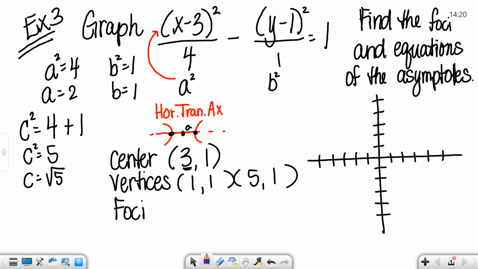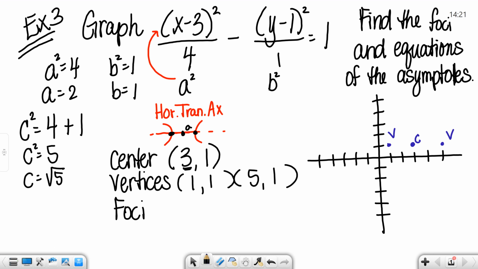I'll draw my graph in purple. Okay, my center is (3, 1). There's my center. My vertices are a spaces from the center, left and right. So 2 spaces to the right, 2 spaces to the left. So hopefully that makes a little bit more sense if you were a little confused. All right, there's my vertices.